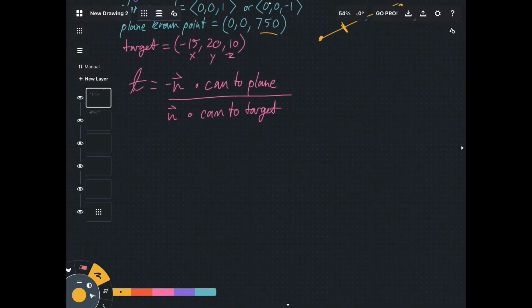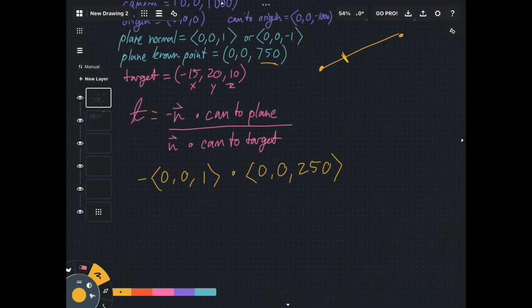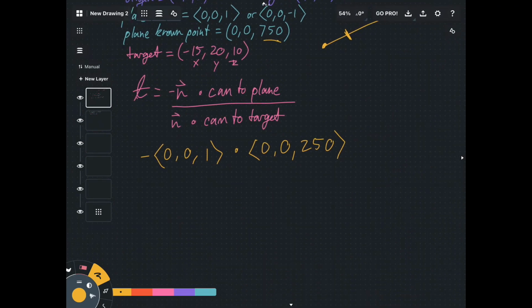We got negative 0, 0, 1 for the normal vector, dotted with cam to plane, which is going to be 0, 0, 250, because that's just a 1,000 in the Z camera, minus 750 from the plane's known point, which is just the center of the plane.